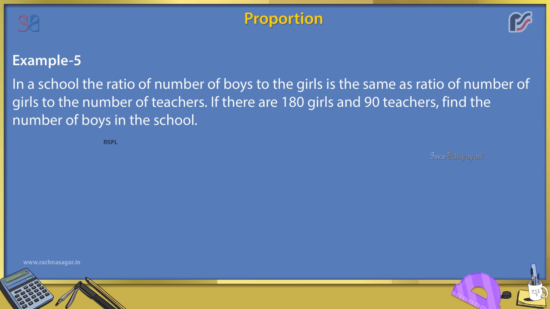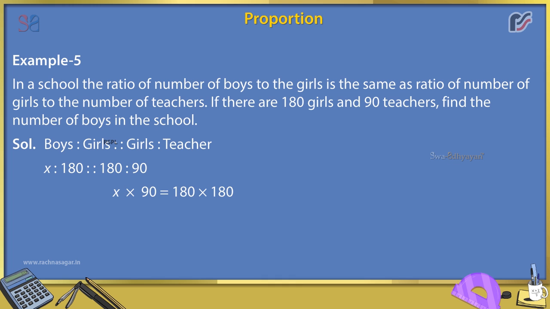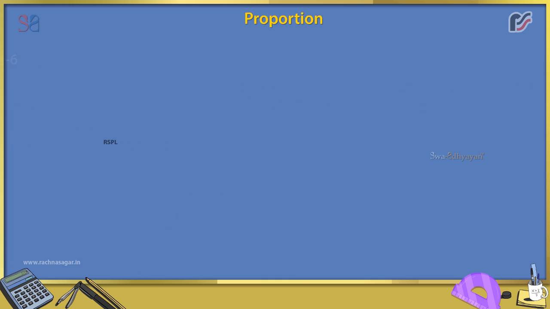Example 5. In a school, the ratio of number of boys to the girls is the same as ratio of number of girls to the number of teachers. If there are 180 girls and 90 teachers, find the number of boys in the school. Solution. Boys is to girls as girls is to teachers. X is to 180 as 180 is to 90. X into 90 is equal to 180 into 180. X is equal to 180 into 180 by 90. Thus, number of boys is 360.